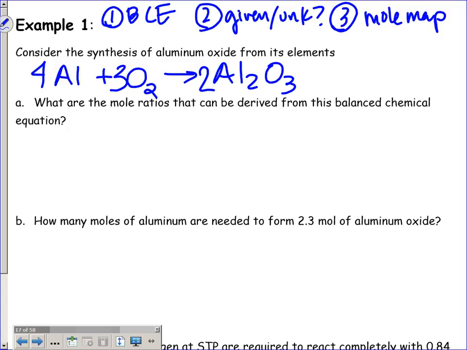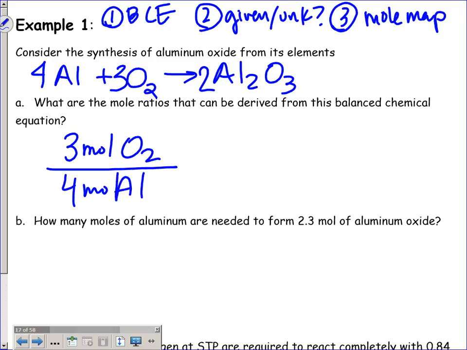Okay, so let's name off the mole ratios, and I'll write them down as you go. Pretty, tell me one mole ratio. Pick any of them that you want. Okay, so there's 3 moles, right? That 3 is talking about oxygen. 3 moles of oxygen is equivalent or related to 4 moles of aluminum. That's one relationship, or I could flip this.